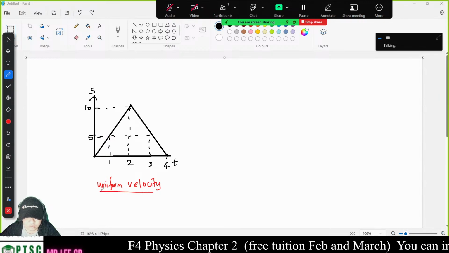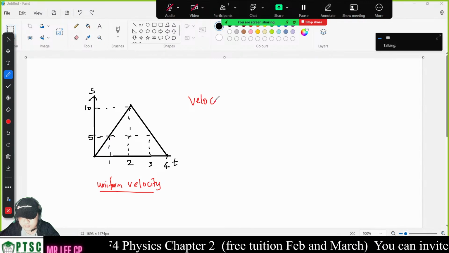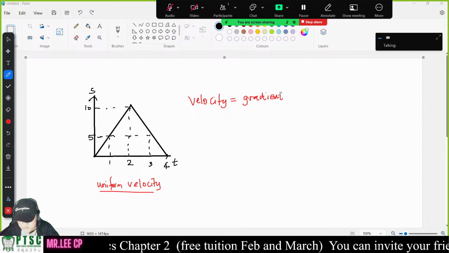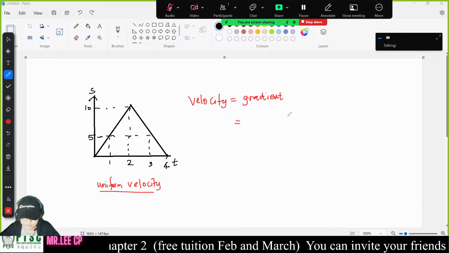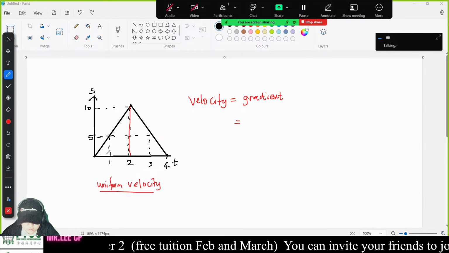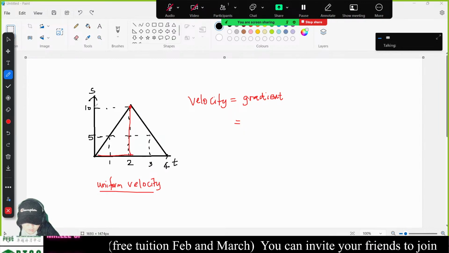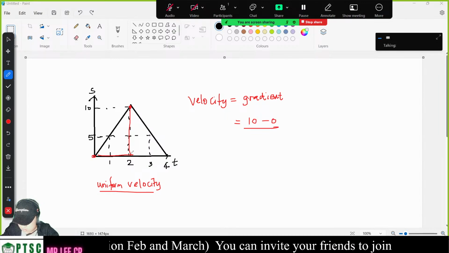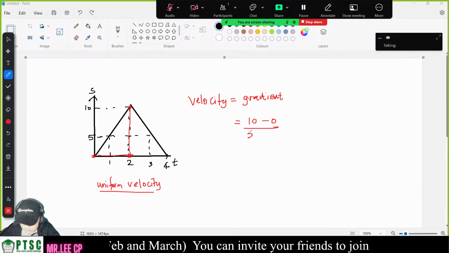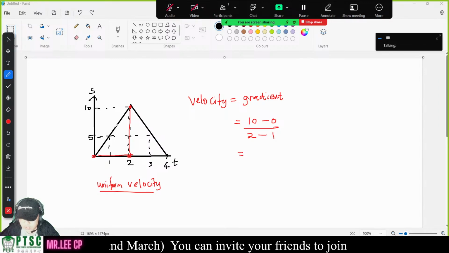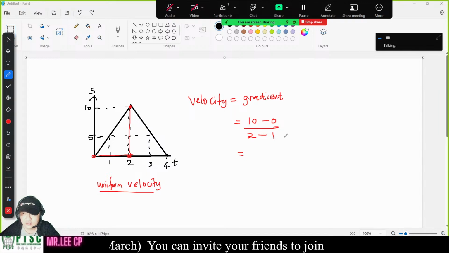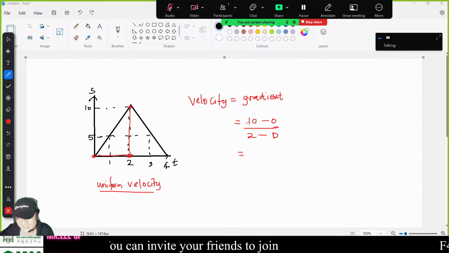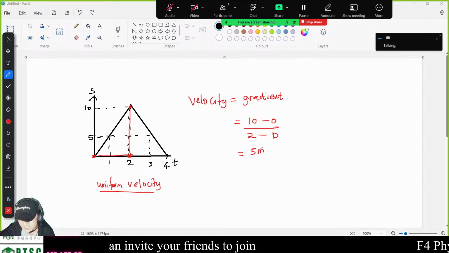Now, with uniform velocity, how to calculate the velocity? Velocity is the gradient of the graph. How to find the gradient? You need to find here and here. So this is 10 minus 0 over 2 minus 0, not 2 minus 1. The gradient is constant. 10 divided by 2, it is 5 ms minus 1.